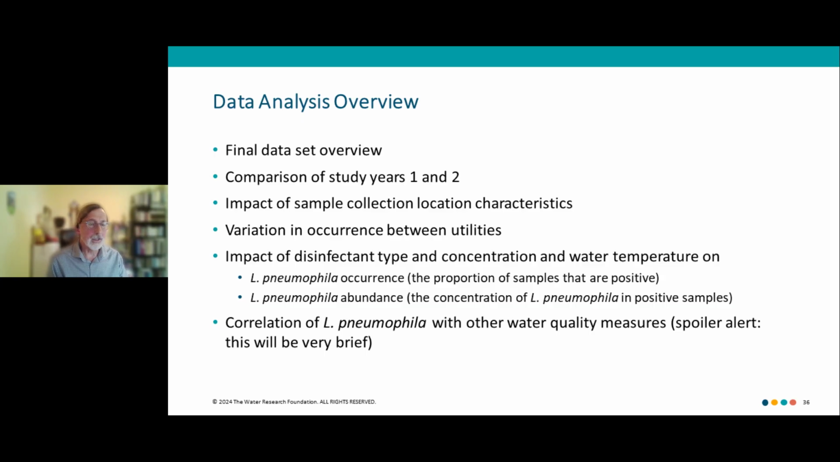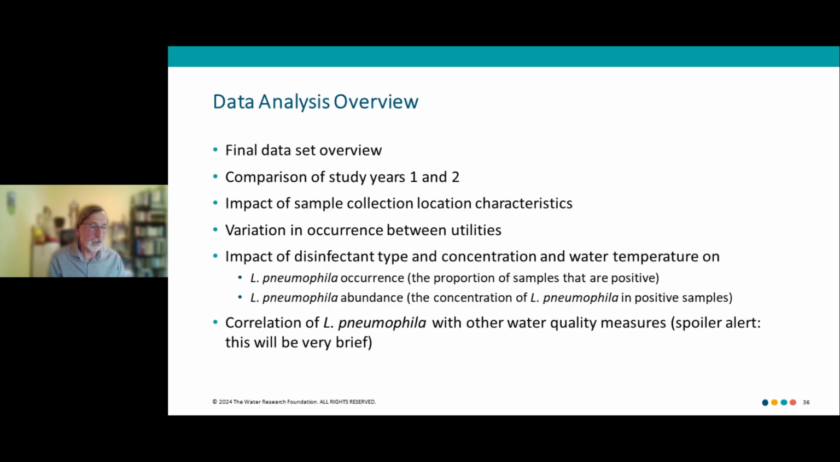The results and analysis section, there's a little something in this for everybody. We're going to have results that are pretty easy to understand. We're going to have things that the modelers out there are going to love and everybody else is going to hate. So we'll first talk about the final data set. I'll give you an overview of it, some summary statistics. We're going to compare study years 1 and 2, and you'll see why that's important. We'll talk about the sample collection location characteristics.